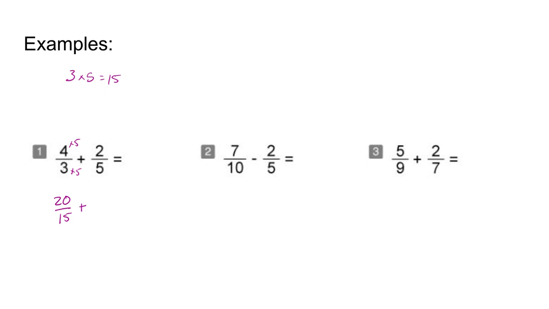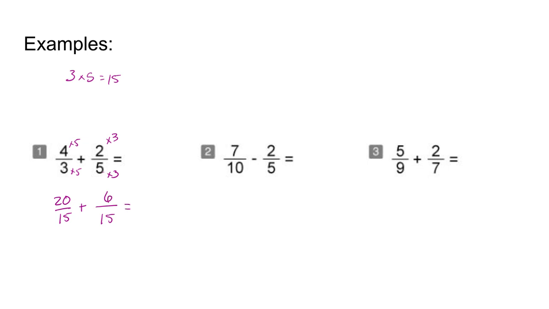Plus, again, I have a 5. Well, I times it by 3. I times this one by 3 to get 15. So I've times the numerator by 3. Okay, so 5 times 3 gives me the 15 for my denominator. 2 times 3 gives me 6.